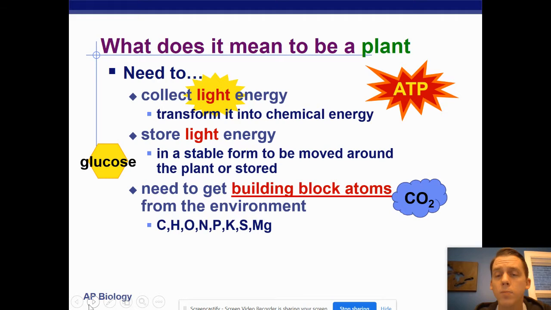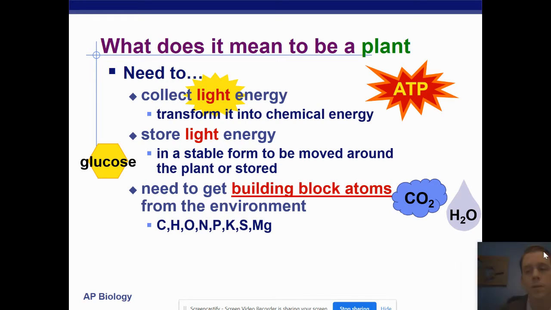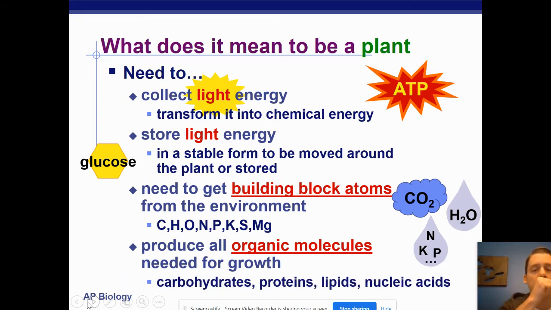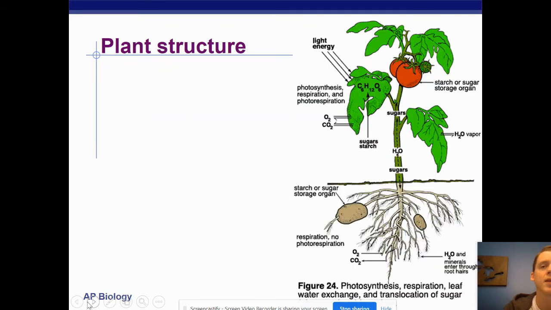The CO2 comes from the air. The H and the O come from water. The other minerals are going to come from the solution in the soil. They're usually absorbed from the soil. And then the plant is going to take all of these things to produce organic molecules needed for growth. And those are the organic molecules there.